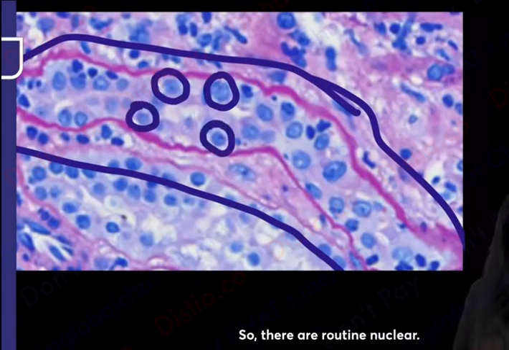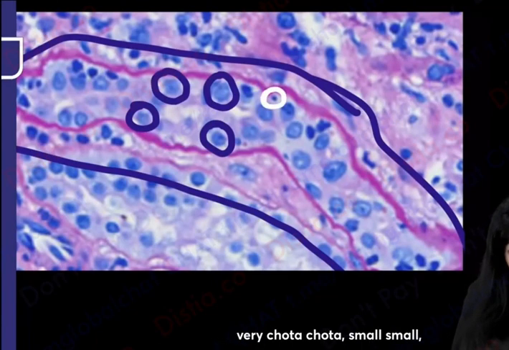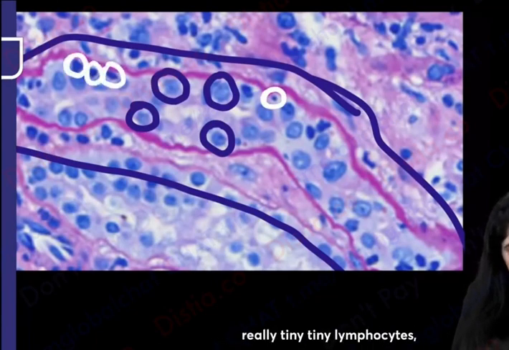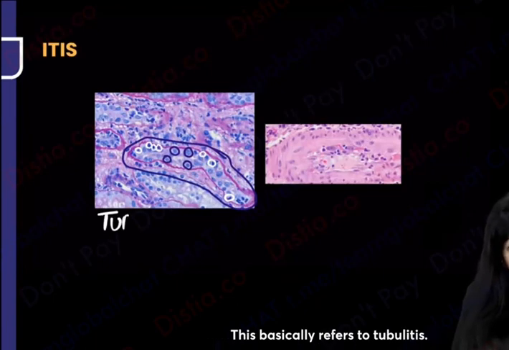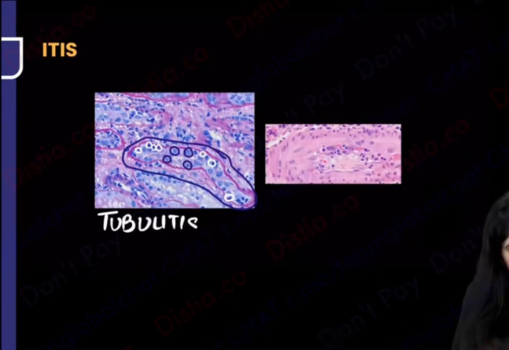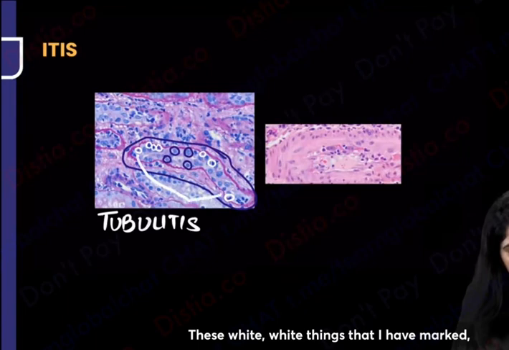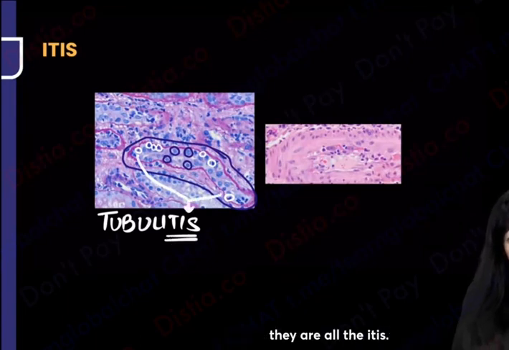So yes, there are routine nuclei. But other than that, can you see some very small, really tiny dark lymphocytes? Where are they coming from? There must be some kind of inflammation. This basically refers to tubulitis. These white things that I have marked, they are all the itis, they are the lymphocytes.